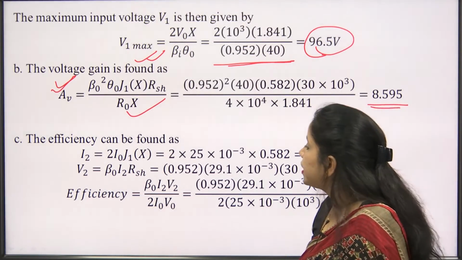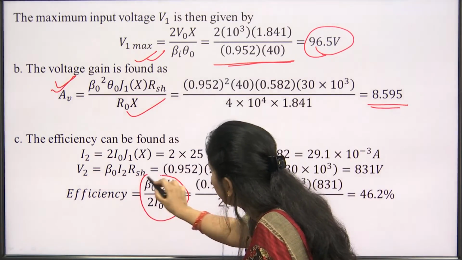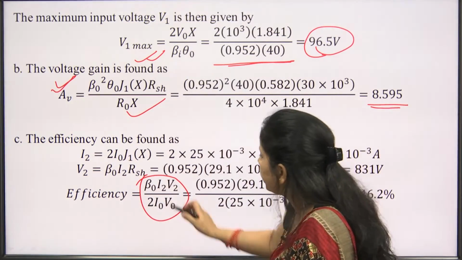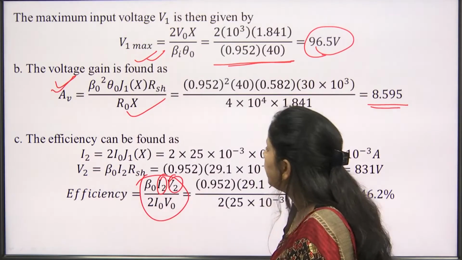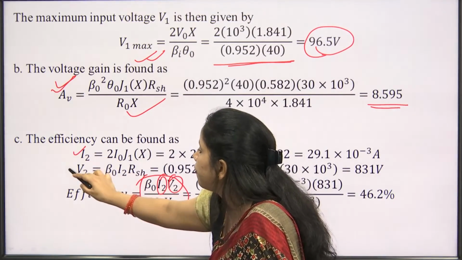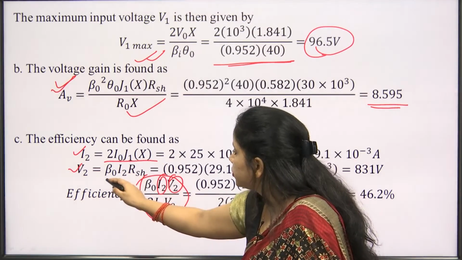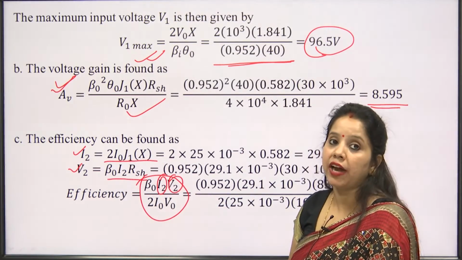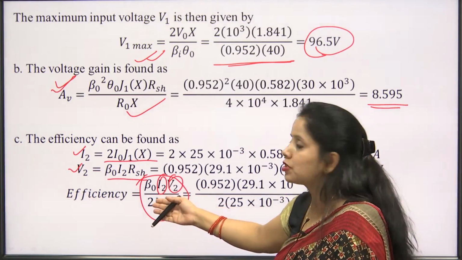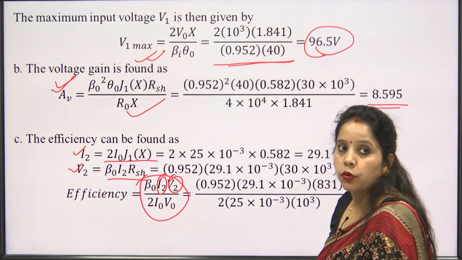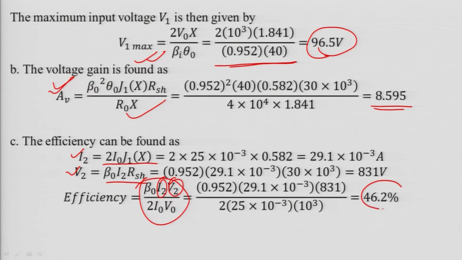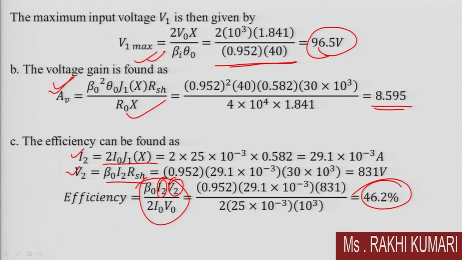Now, the last one is the efficiency. The efficiency formula is this one, and I think we do not have I2 and V2 here. So, we have to find I2 and V2 using the above formula. Just note it down and try to remember it, because without remembering this formula you can't solve this type of question. So, at last we get the efficiency as 46.2%, and we have already said that the efficiency of the two cavity klystron is around 40%.